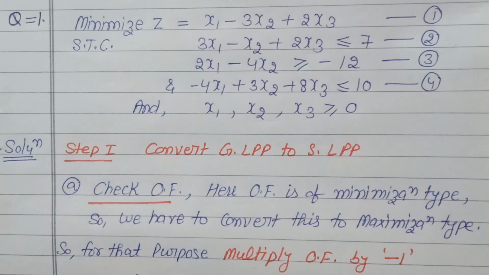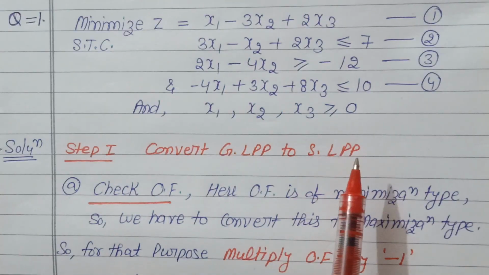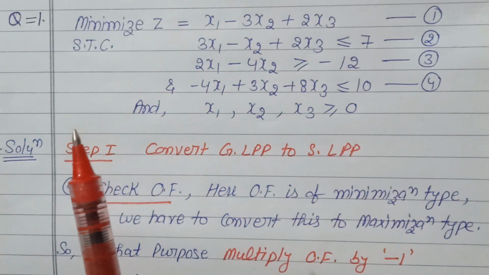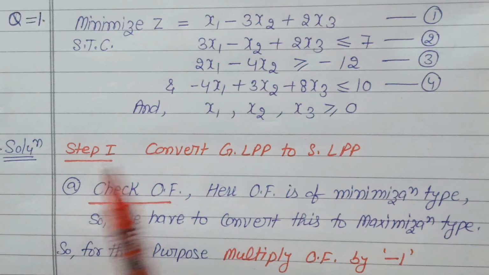For solving a linear programming problem using simplex method, first of all we have to convert the given LPP to the standard LPP. In that process we have to follow 4 steps. So let us start with the first step.